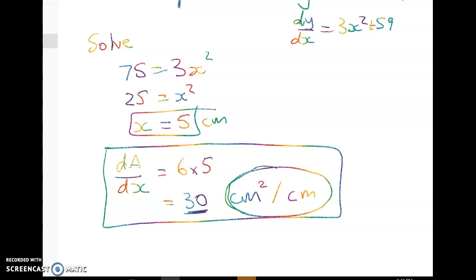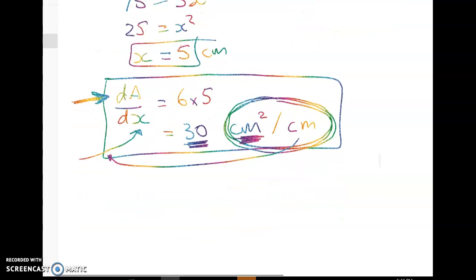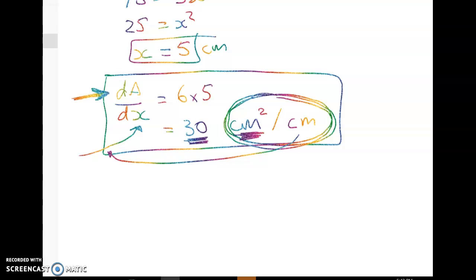Now don't freak out if this unit is something you're not comfortable with. You don't really have to get those completely in level 2. We'll come back to those in level 3. But basically we're saying, what is the unit that goes with area? Well, it's centimetres squared. And what is the unit that goes with the width or the length? It's centimetres. So the rate of change is 30 centimetres squared per centimetre. You might want to think about it as, if you think about speed of a car, which is also a rate of change, it might be 50 kilometres per hour. Okay, so it's the same idea.